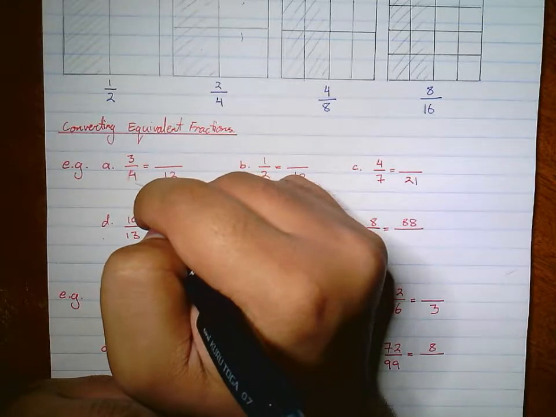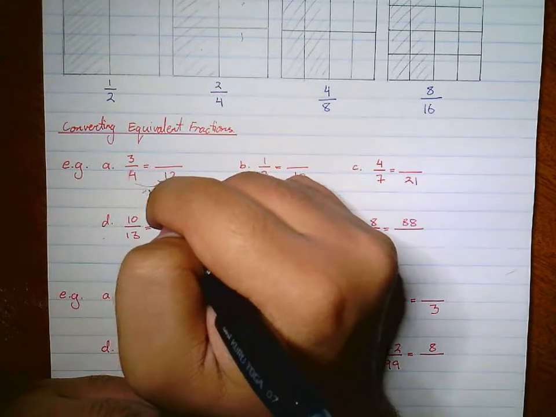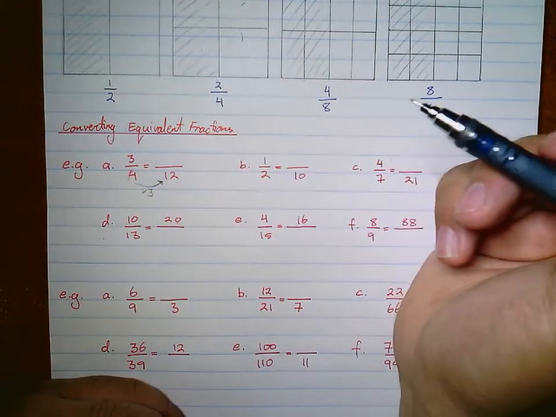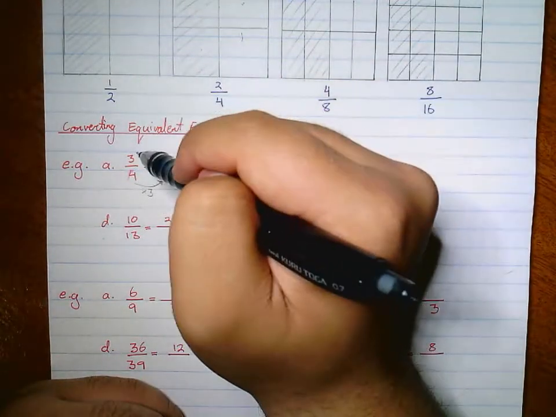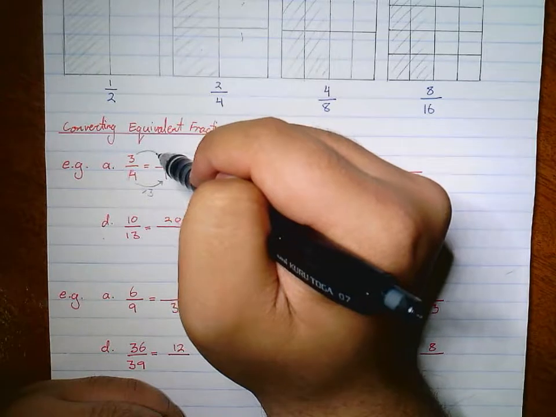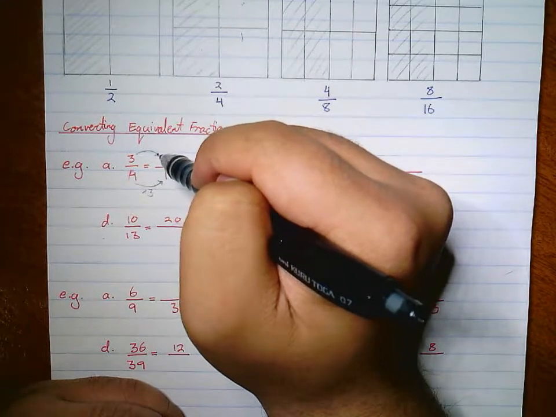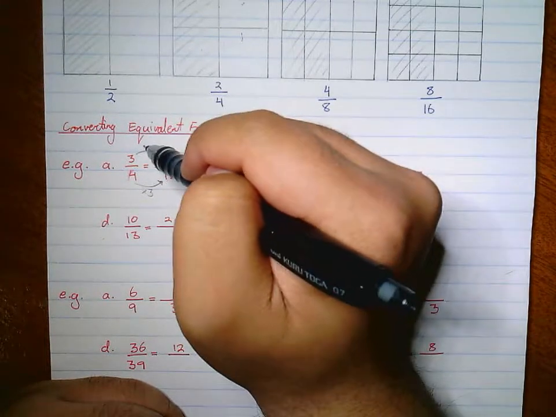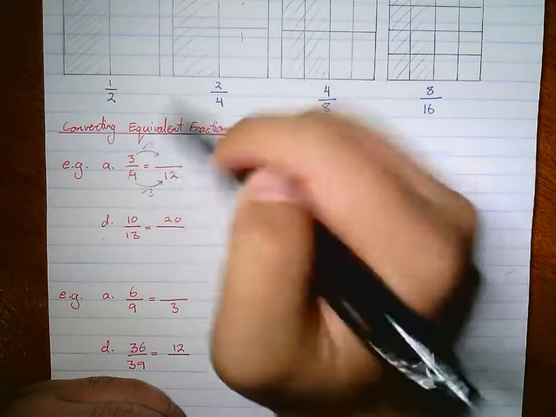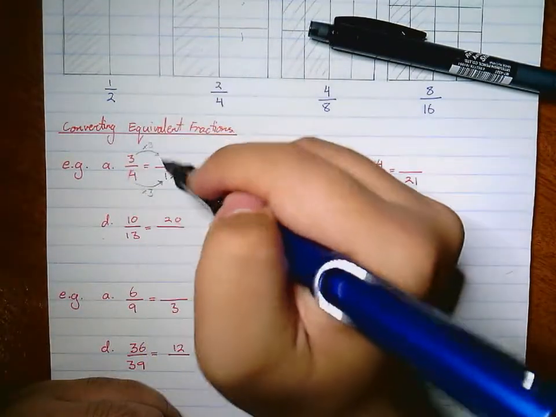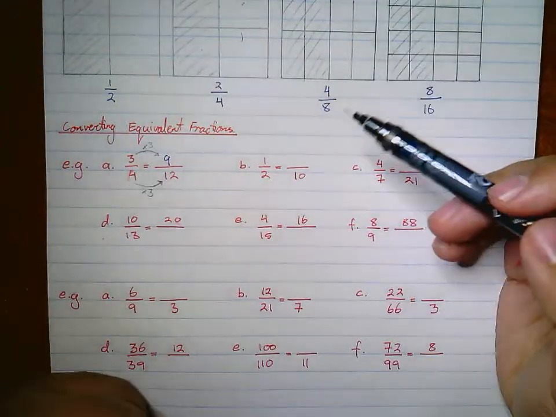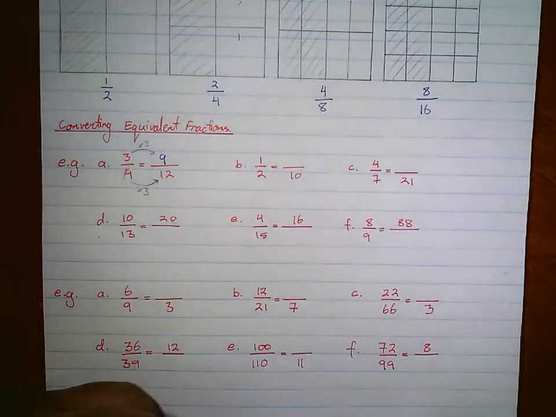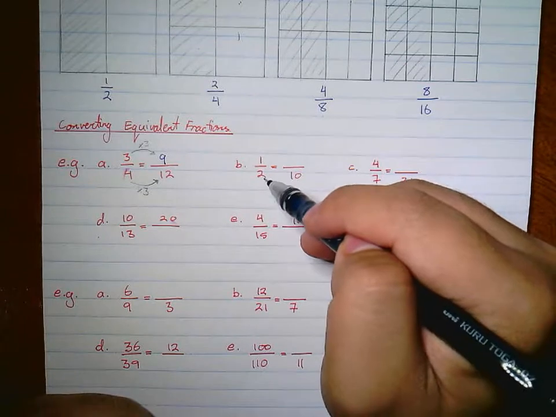Well, it's going to be 4 times 3. And whatever number we multiply this bottom by, we're going to do the same to the top. So if that's times by 3, this is times by 3. 3 times 3 is 9. What I'm writing in pencil isn't necessarily required, but it's good just to get your head around it.